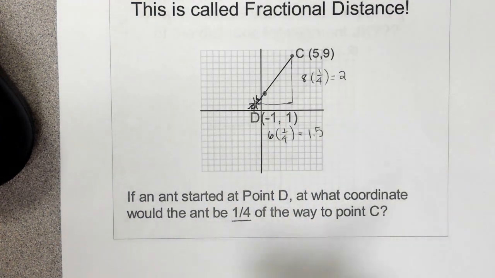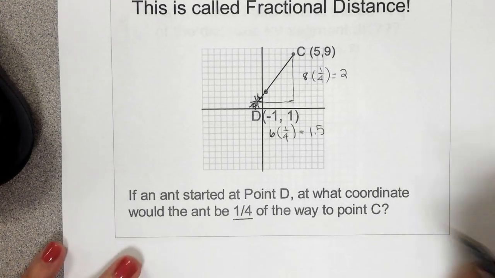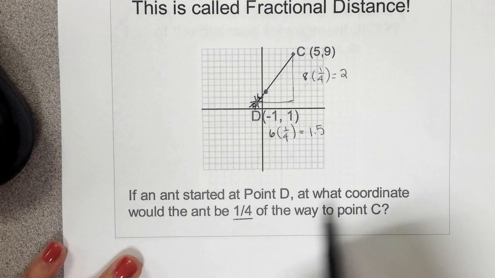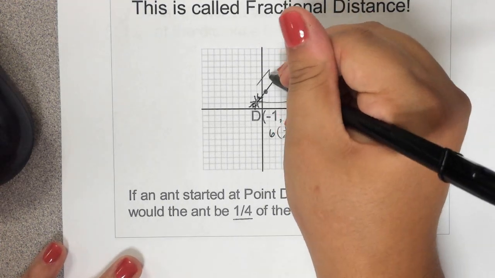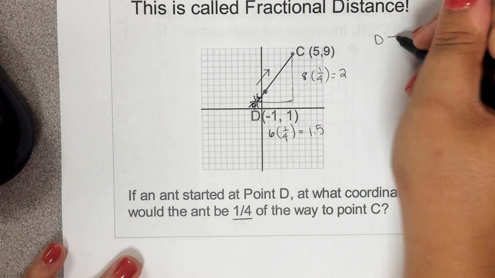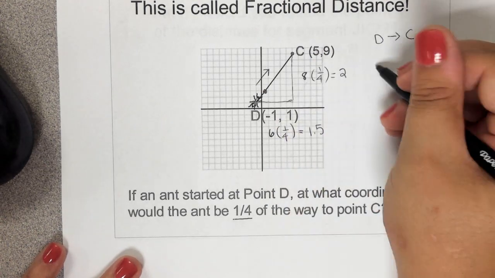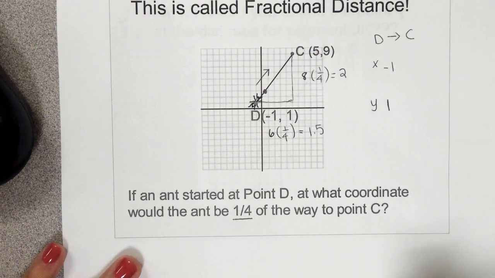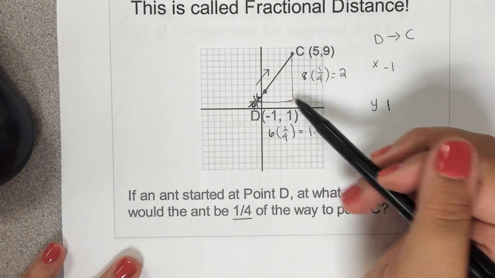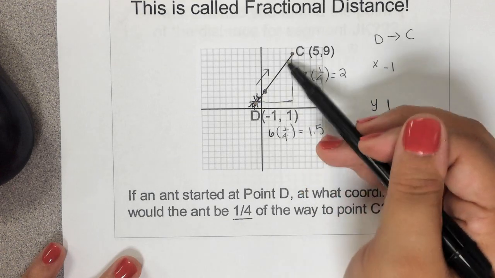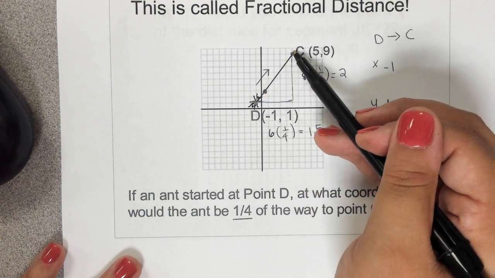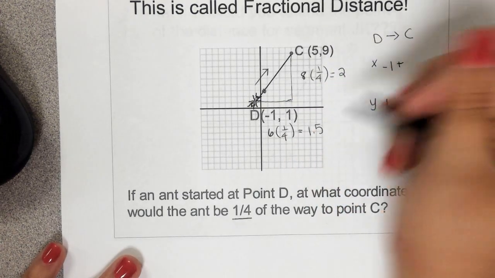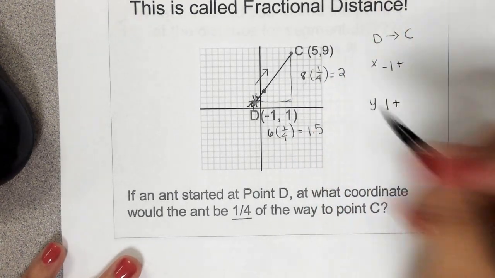Now it's kind of hard to tell where it's at. So if an ant started at D, what is the coordinate of 1/4 of the way to C? So I'm going from D to C. Point D is at -1, 1, right? I'm going right and up. I'm going this way from D to C. That's going right and up. So right is my x, that's plus. Up for my y is also plus.